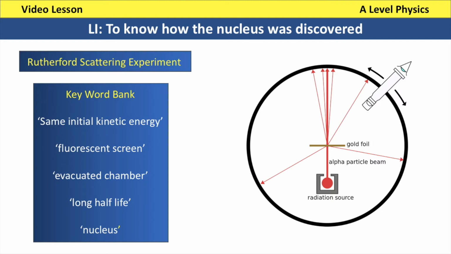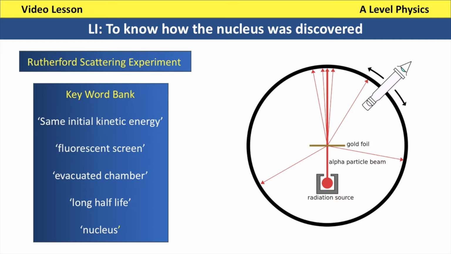The detector starts off straight in front of the gold foil so that any alpha particles that go straight through the gold foil without being deflected are found by the detector. But that detector can be moved around the gold foil, maintaining a constant distance from the point of impact between the alpha particles and the target.